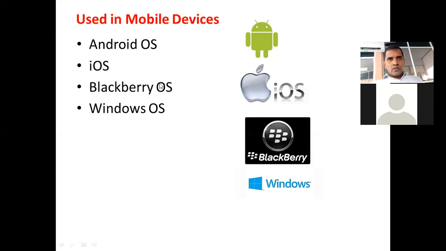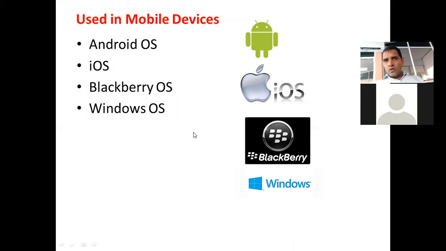Then BlackBerry OS, which is used in BlackBerry phones, right? People use BlackBerry phones. So in BlackBerry phones, there is an operating system called BlackBerry OS. Then we have Windows mobiles, right? Those Windows mobiles or Microsoft mobiles need Windows OS. Even though Windows OS is released for computers too, at the same time Windows operating systems are used in mobile devices, right? So these are the two things.